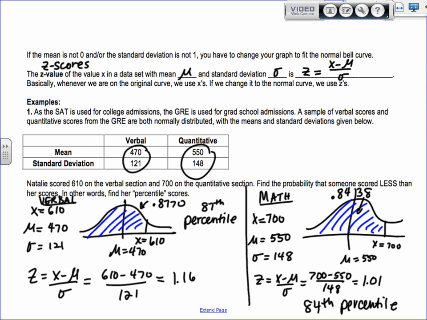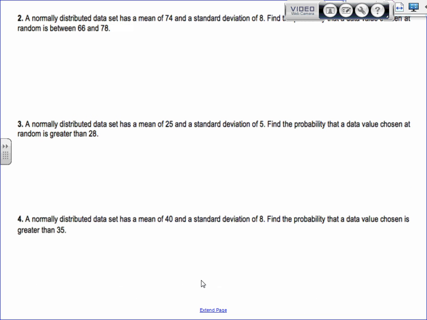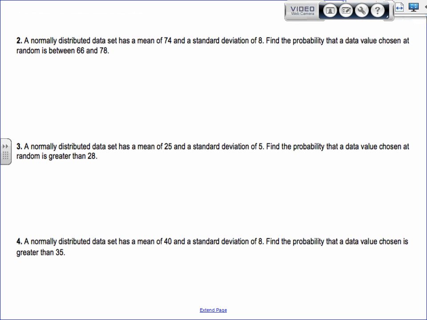All right, so let's try some other ones. It says a normally distributed data set has a mean of 74 and a standard deviation of 8. Find the probability that a data value chosen at random is between 66 and 78. I always have you put the mean in the middle, so mean is 74. That way you can say, oh, 66 is on the left, right? So x equals 66 and x equals 78.